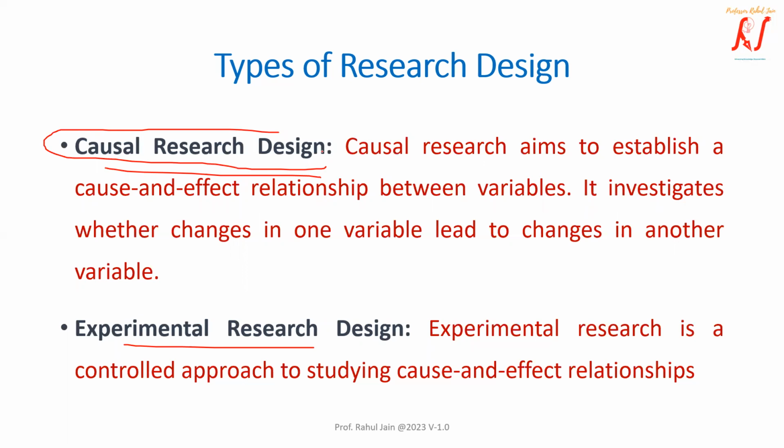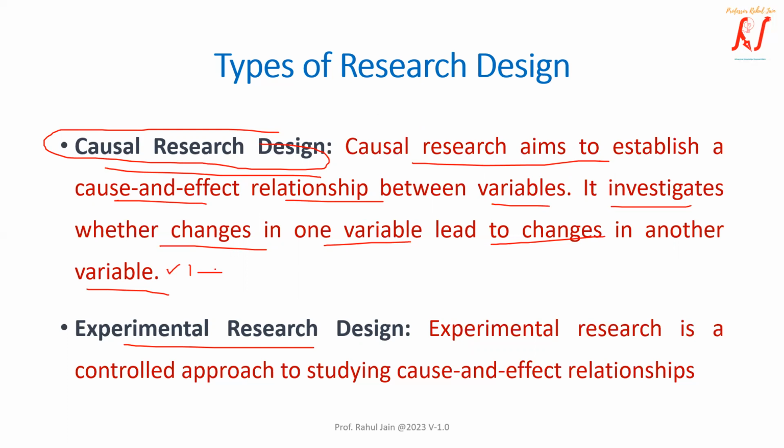Thereafter, if we talk about causal research design, causal research aims to establish a cause and effect relationship between variables. It investigates whether a change in one variable leads to a change in another variable or not. Here we can manipulate the independent variable and check the effect of manipulating it on the dependent variable by controlling certain factors, right? And thereafter we can deduce the results or conclusions on the basis of that. So that is causal research design.